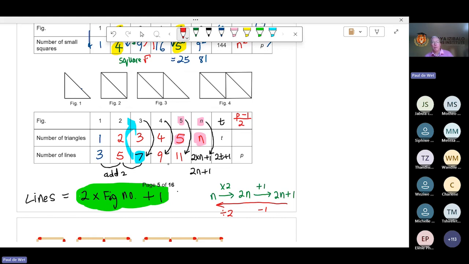If you take the bottom number and you minus 1, let's just look at this number over here. Okay. If you minus 1 from 9, you get 8. And if you then divide by 2, you get 4. This rule is taking us backwards. P minus 1 over 2, P.